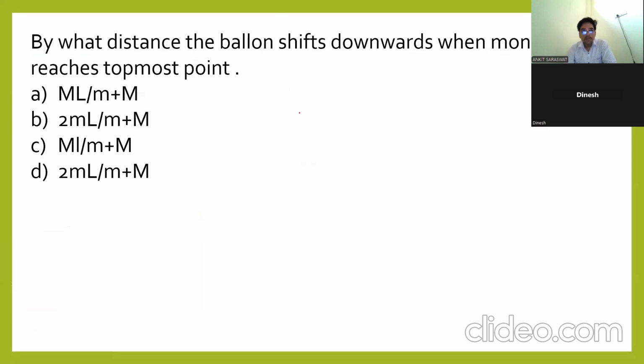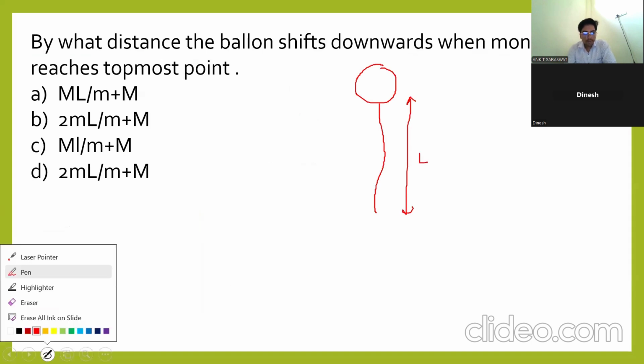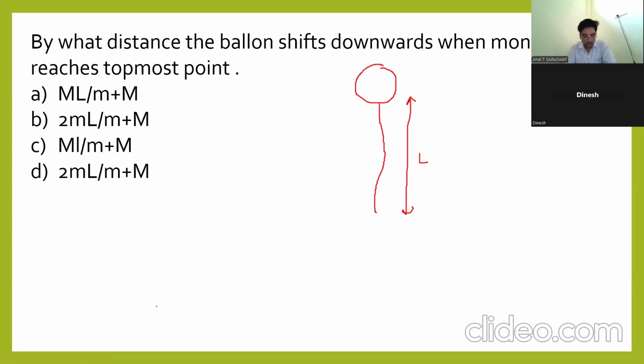Question is like that. By what distance the balloon shifts downward? Okay, this is a balloon, and this is the length of the balloon string. The length of the string of the balloon is L. And the monkey is where? The monkey is here. This is a monkey.